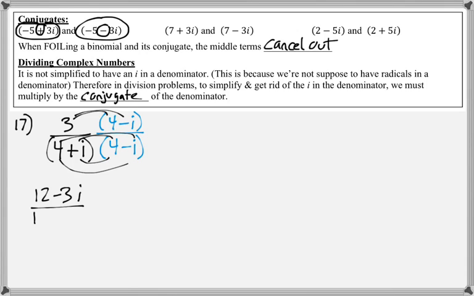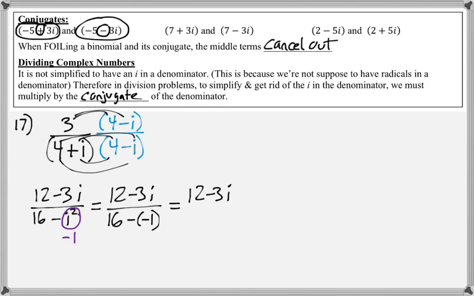So 4 times 4 is 16, and plus i times minus i is minus i squared. So then I'm going to keep going here and replace that i squared with a negative 1. So again, anytime you see an i squared, it gets replaced with a negative 1, which is going to make this 12 minus 3i over 17.